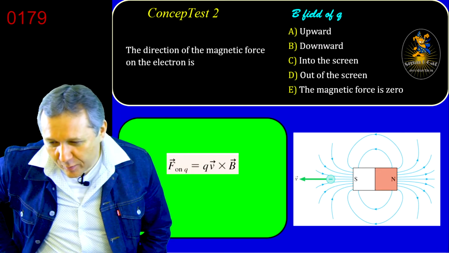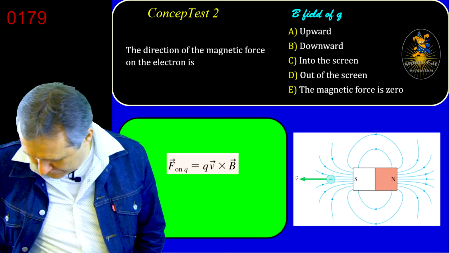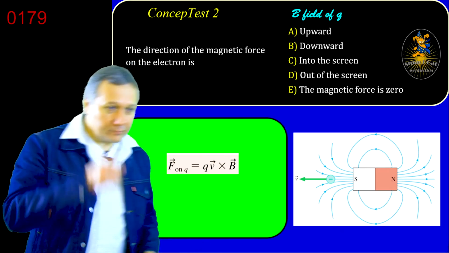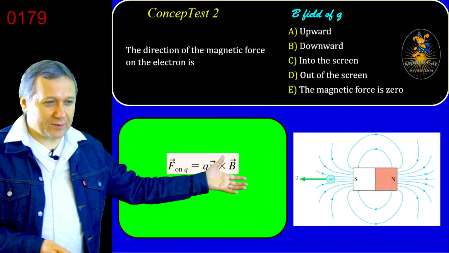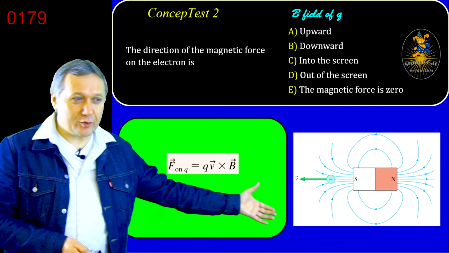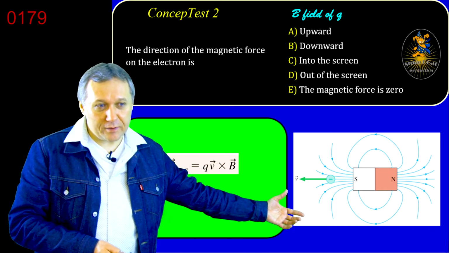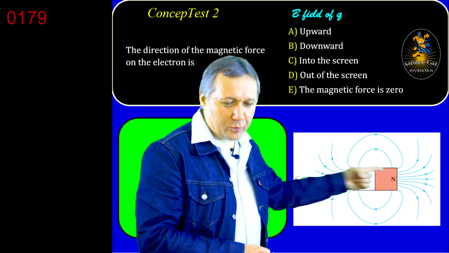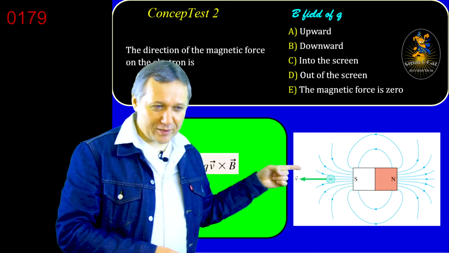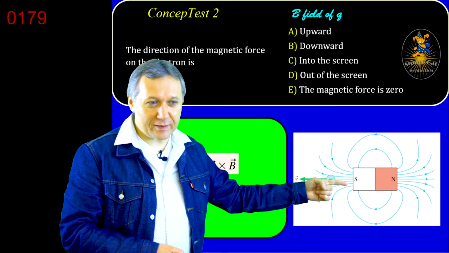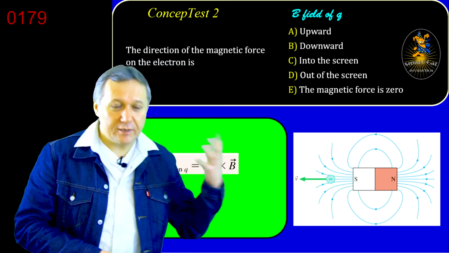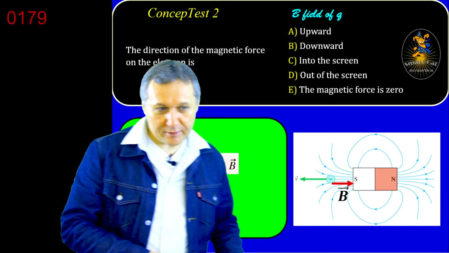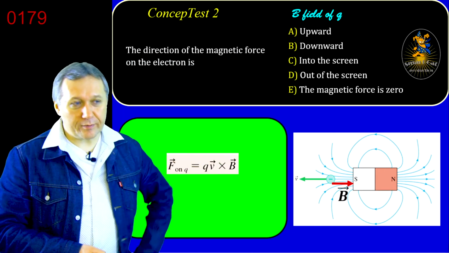Okay, so now let me answer. Actually, it's quite straightforward, right? So again, we just need to see the direction of the magnetic field. Of course, it will be towards the magnet, right? Because that's the direction of the magnetic field lines. And the magnetic field is tangent to the magnetic field lines, so this will be the direction of B.